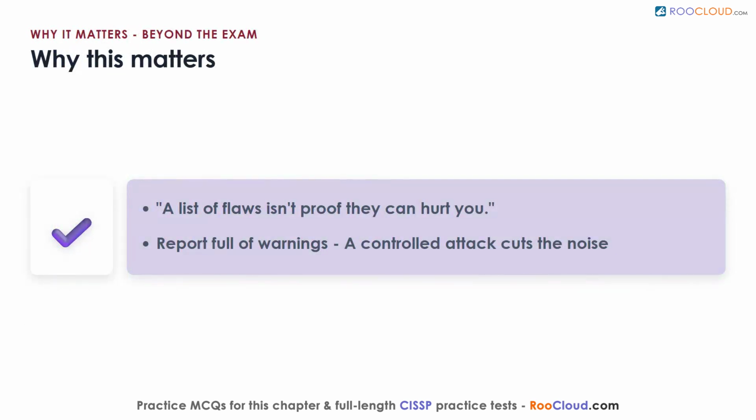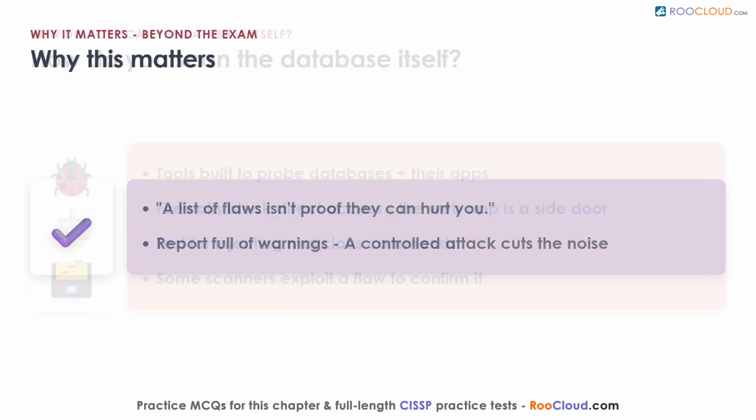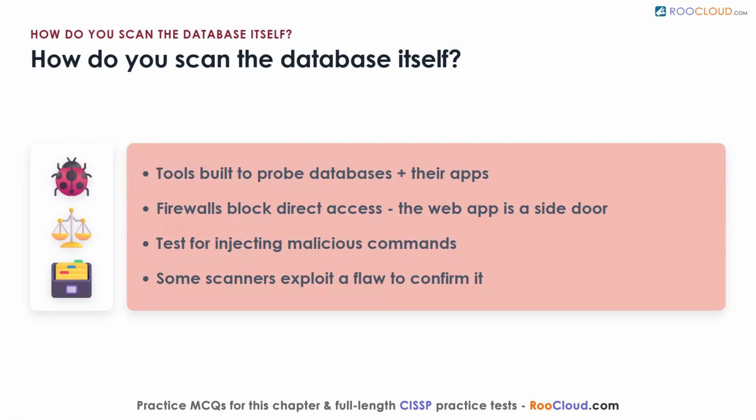Because a list of flaws is not the same as proof that they can hurt you. Picture a logistics firm sitting on a scan report full of yellow warnings, unsure which ones truly matter. A controlled attack cuts through the noise by showing what an adversary could actually do. On the job, this is how you move from theory to evidence, and how you keep testing from harming the very systems you protect. So how do you scan the database itself?